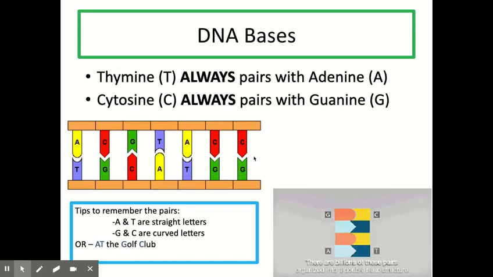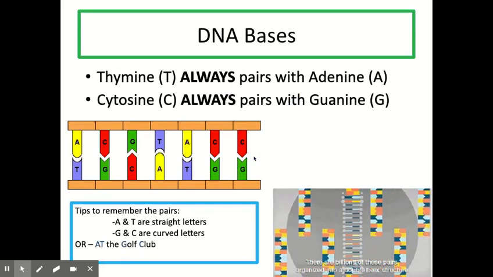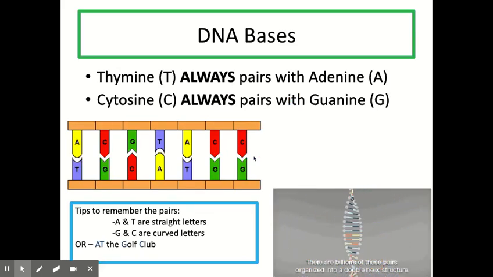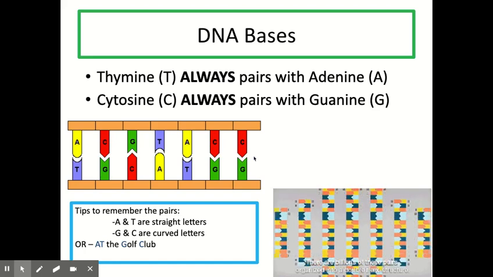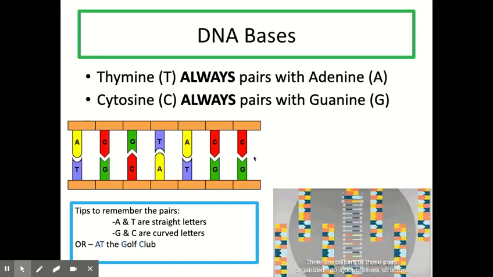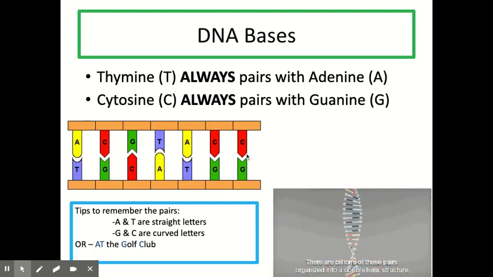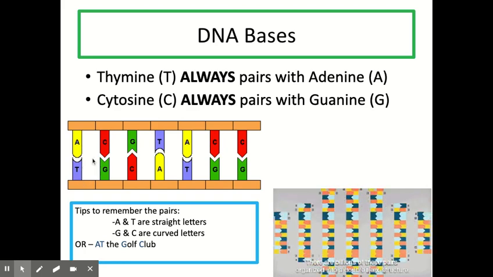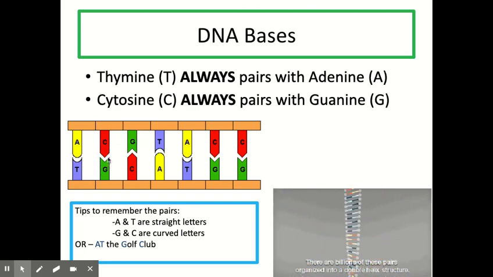So the most important rule about DNA bases is that they're complementary. They only pair with one other base. The rules are that thymine always pairs with adenine and guanine always pairs with cytosine, like you can see in the diagram here. So A is always across from T, C is always across from G.